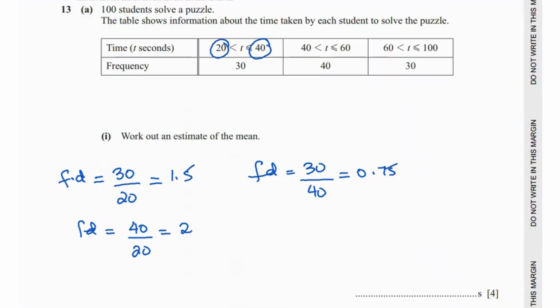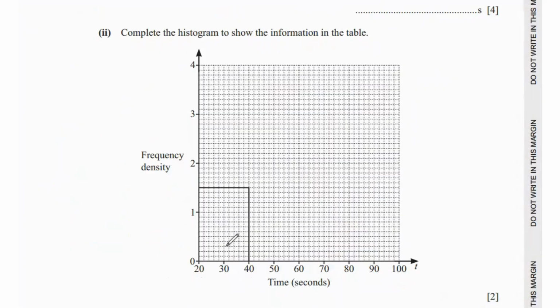Now let's use these to make our histogram. I've already made the bar for the first one. For the second one, 40 to 60 is this. And then 0.75, which is from 60 to 100. So 1, 2, 3, 4, 5, 6, 7. This is your histogram.